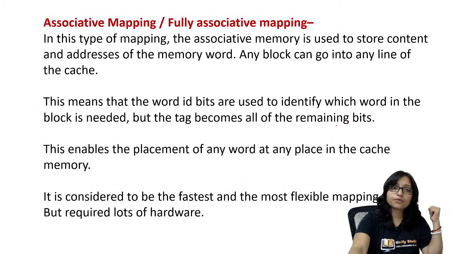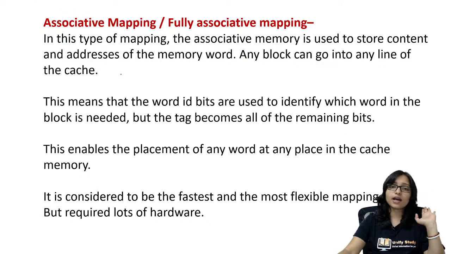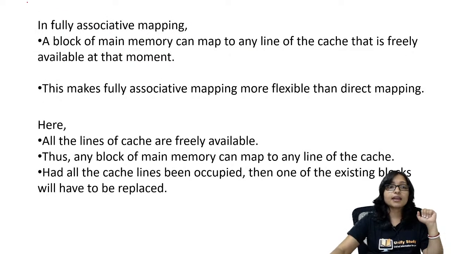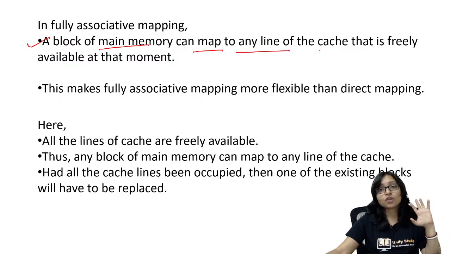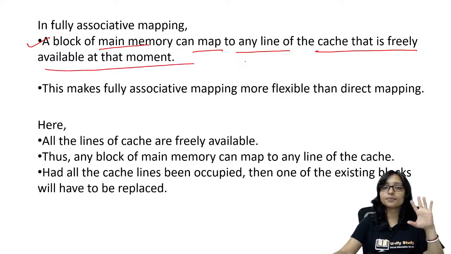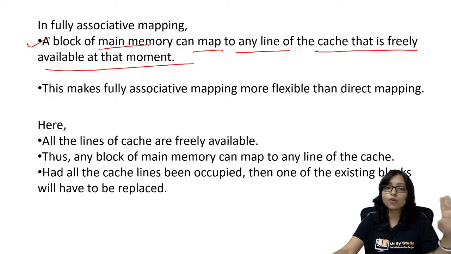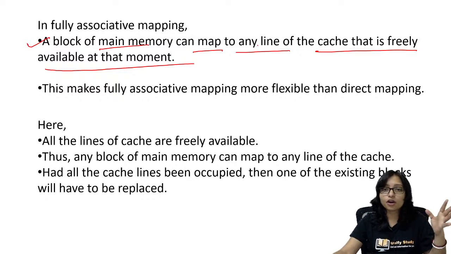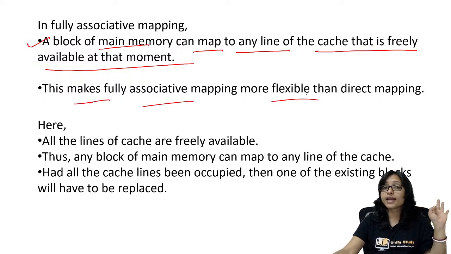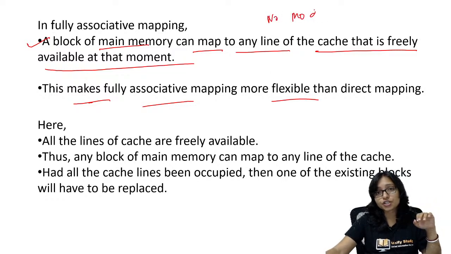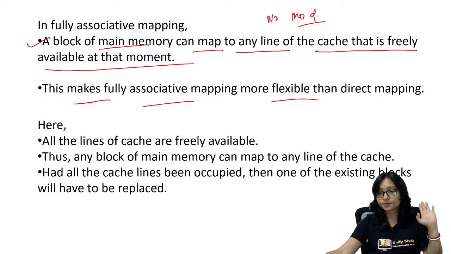Now it will be very easy for you, the fully associative mapping. What is the difference between direct and fully associative? That is the only thing you have to remember. A block of main memory can be mapped to any line of the cache that is freely available. So here we are not doing any mod operation. Whatever is free for me, I will go there. This makes the fully associative mapping more flexible. In direct mapping there was the mod operation. Here we will not do any mod operation. That is the difference.